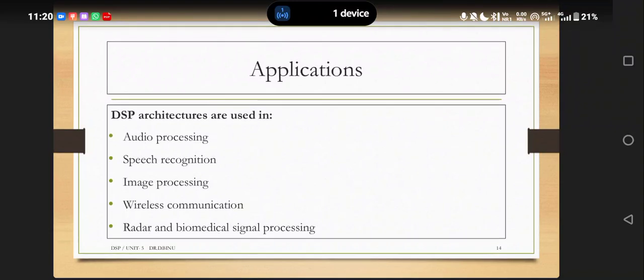Applications of DSP processors: they are used in audio processing, speech recognition, image processing, wireless communication, radar and biomedical signal processing.